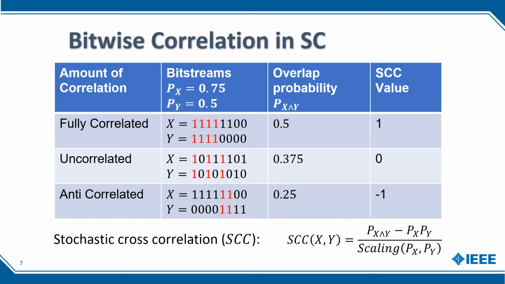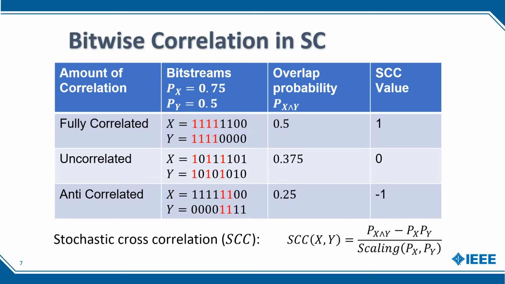For example, here we see 3 cases in which a pair of bit streams x and y with probability values 0.75 and 0.5 are either fully correlated, uncorrelated, or anti-correlated. The overlapping ones are highlighted, and the corresponding overlap probability is shown.